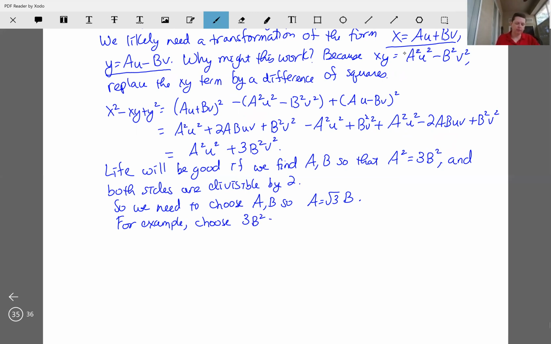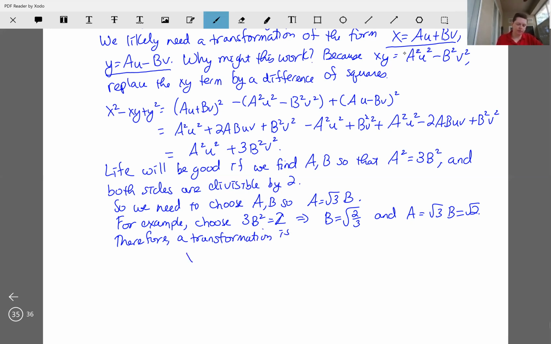So one possibility, and I'm just going to say, for example, we could choose 3b squared is equal to 2. That's divisible by 2. And so then b is going to be the square root of 2 over 3, and a is going to just be the square root of 2, because it's square root of 3 times b, which is square root of 2. So therefore, a transformation is x equals square root of 2 times u plus square root of 2 over 3 times v, y equals square root of 2 times u minus square root of 2 over 3 times v.